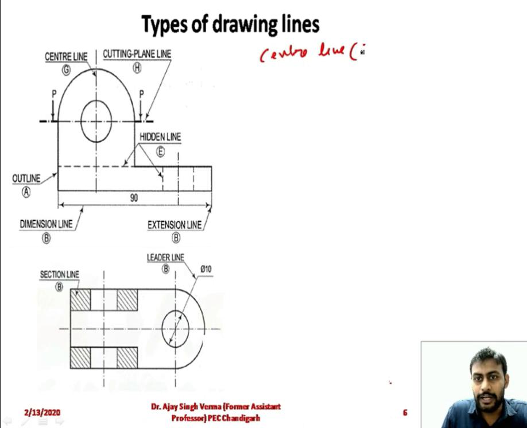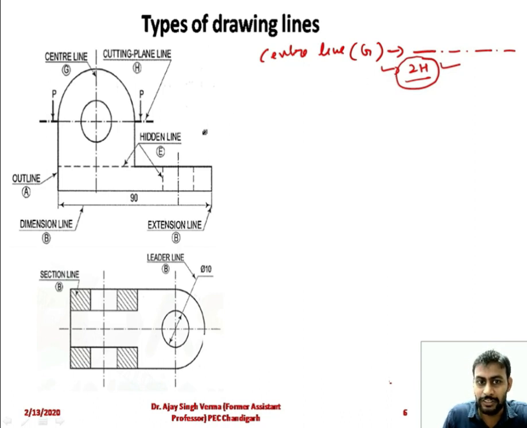center line. Center line is a G-type line. You can say it is this type: dash, dot, dash, dot, dash, dot, dash, dot. It will be drawn by students with a 2H pencil. Remember these points, students, because when we draw the sheets, you will get confused about what pencil to use for particular lines. So before we go, just know which pencil is suitable for which type of line. For the center line, we use the 2H pencil.